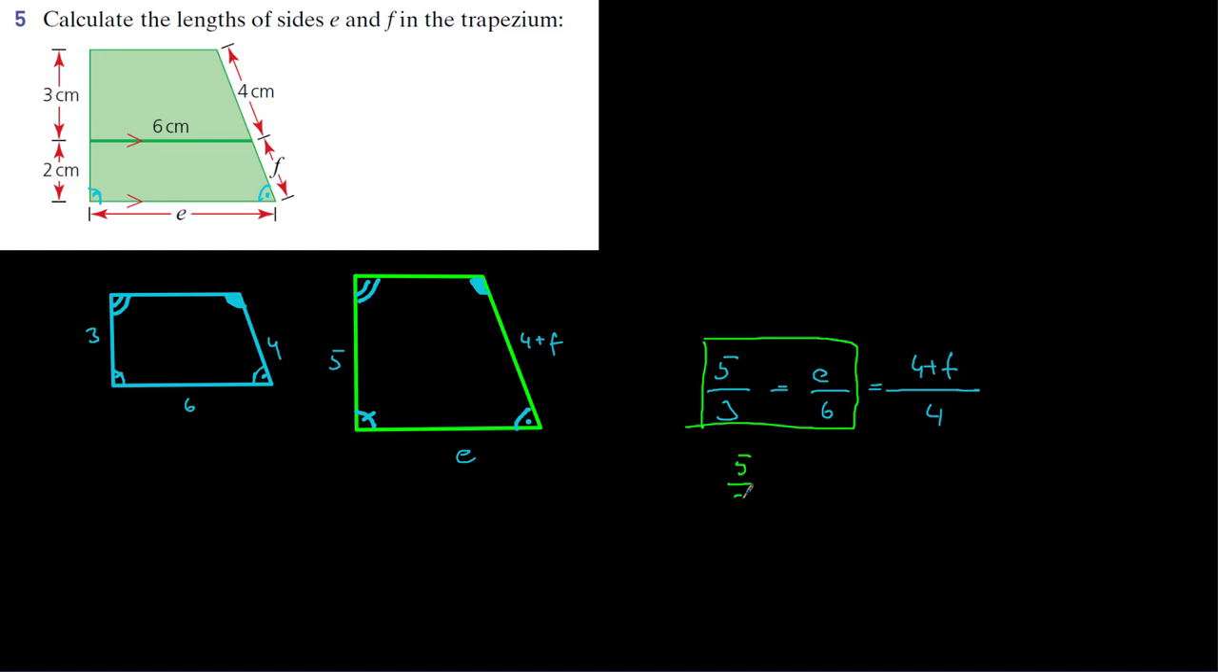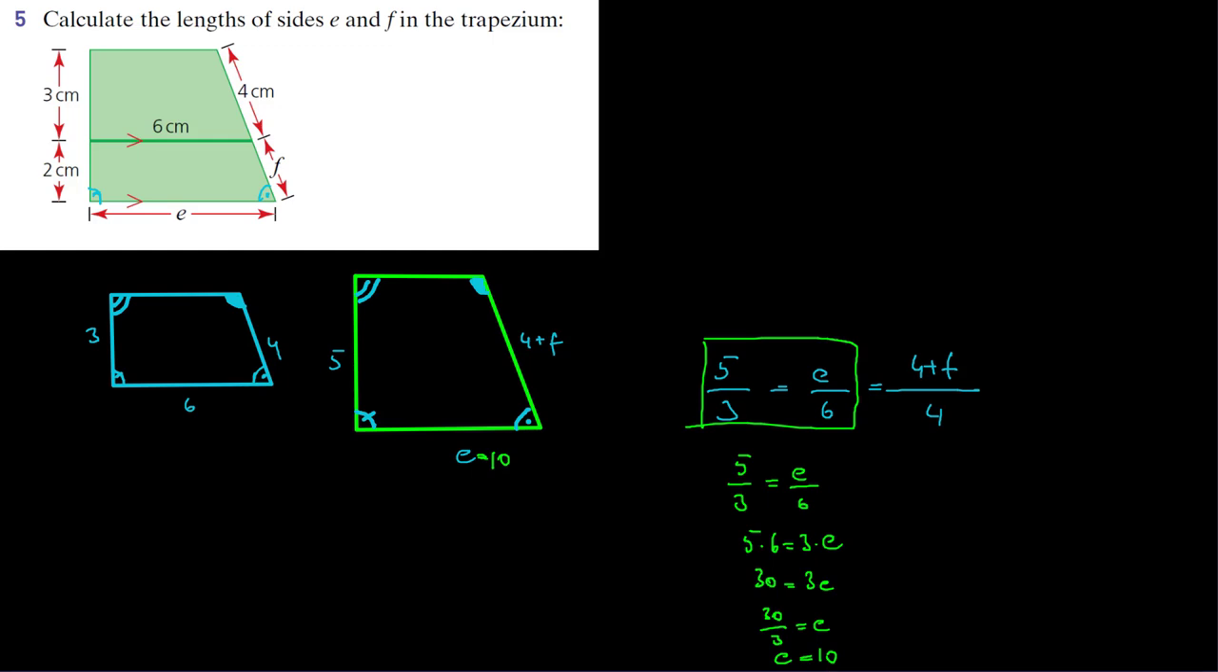Firstly, 5 over 3 is equal to E over 6, which means 5 times 6 is equal to 3 times E, which means 30 is equal to 3E, and 30 over 3 is equal to E, which means E is equal to 10. So this length is equal to 10 centimeters. What about F?